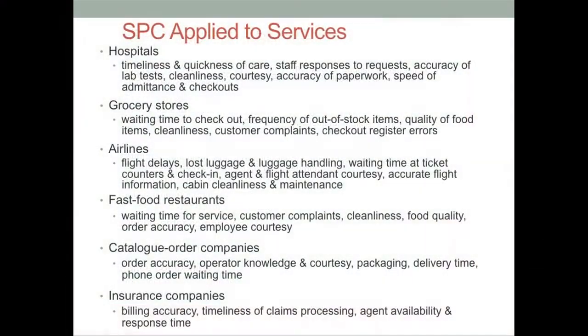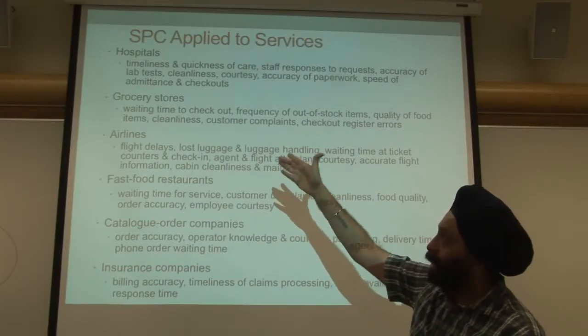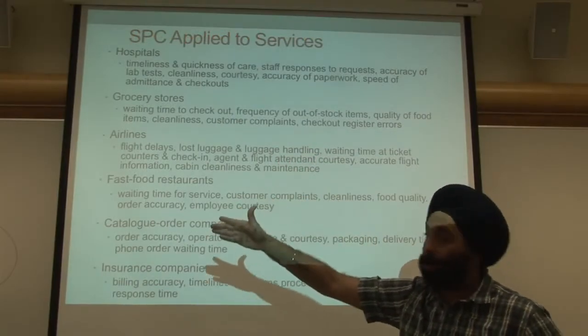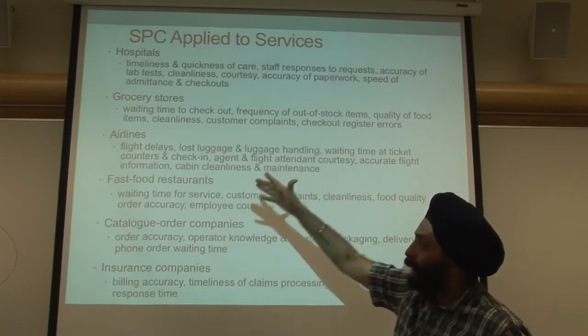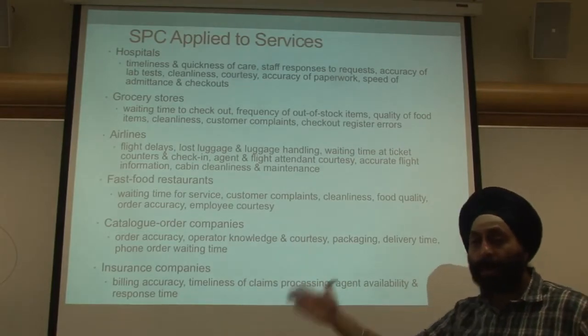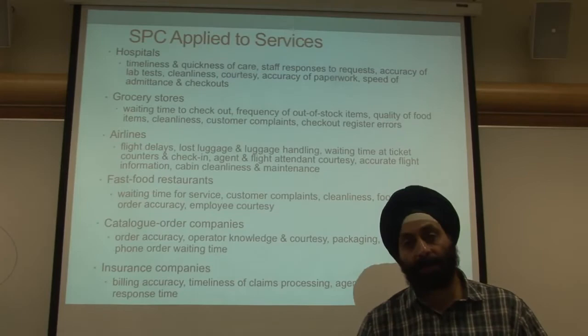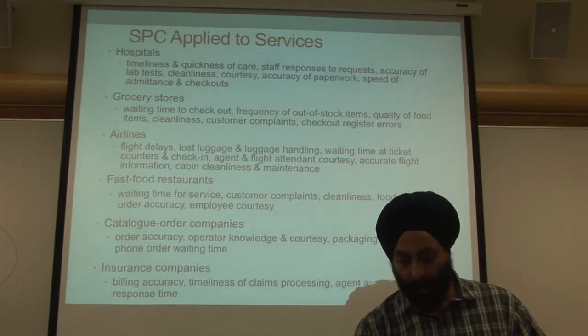You can see several examples of how statistical process control can be applied to services. You can apply them in hospitals, as the list is provided to you in the PowerPoint, grocery stores, airlines, fast food restaurants, catalog companies, insurance companies, among others that make extensive use of statistical process control in this case.